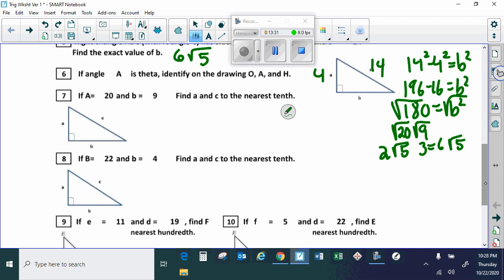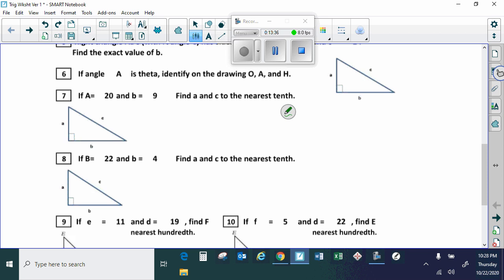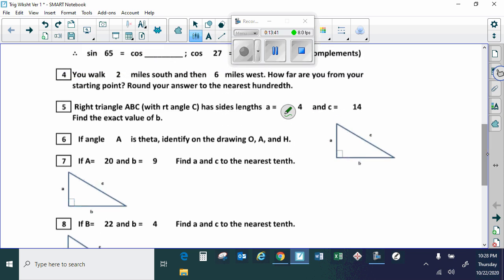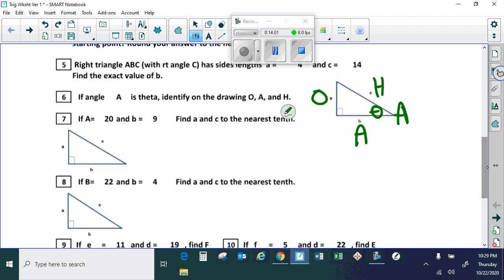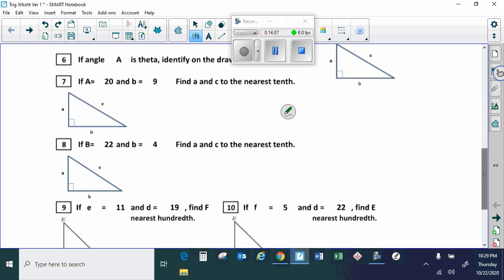All right, let's go ahead. If you need to pause it, and then move it back on. All right, if angle A is theta, identify on the drawing your O, A, and H. So angle A, so you have to know where angle A is across the little a. That is theta. Hypotenuse remains the same. Opposite is across from. Adjacent means next to. There you go. You're just naming that. You did a whole page of that on the worksheet on the first trig day. Okay? So you can see you're going to have one of those again. Because again, if you don't know O, A, and H, you're going to blow this whole test.